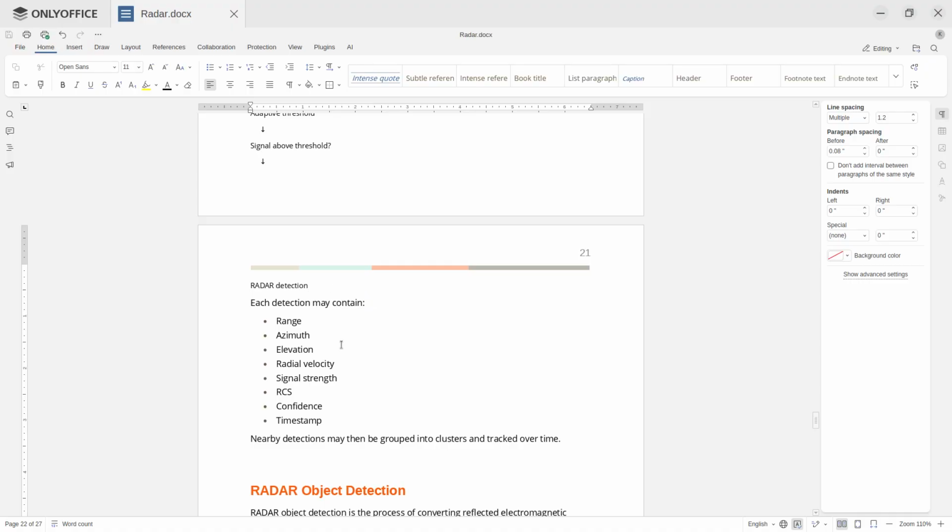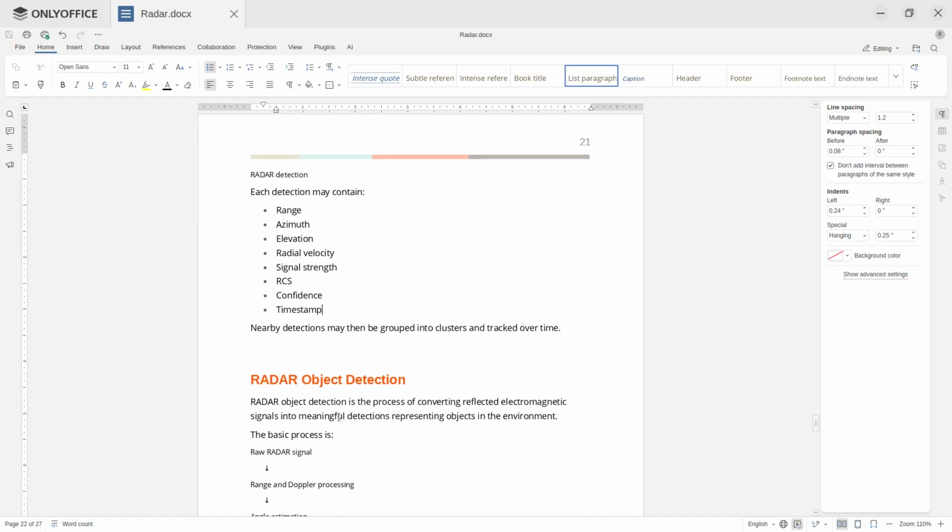Each detection may contain range, azimuth, elevation, radial velocity, signal strength, RCS, confidence, timestamp. Nearby detections may then be grouped into clusters and tracked over time.